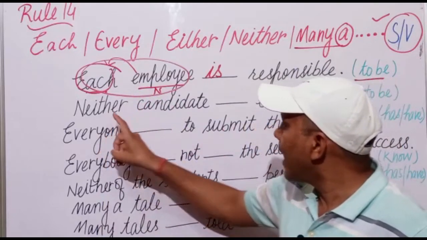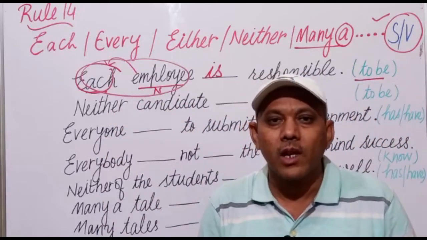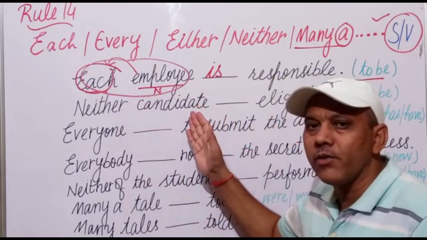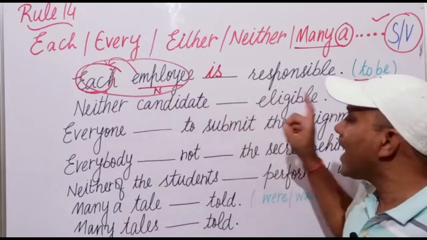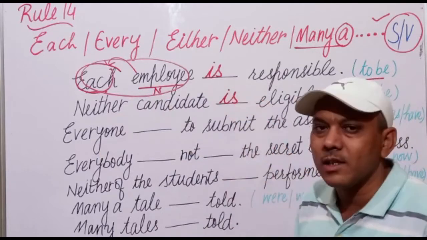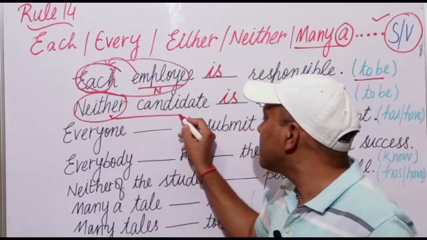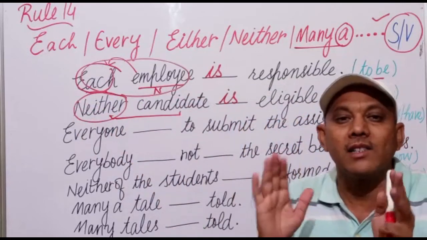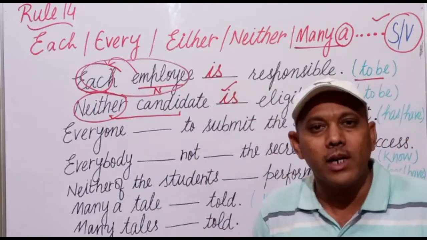Next is neither candidate, which means there are 2 candidates. Both were interviewed, but neither candidate dash eligible. Neither candidate is eligible. This word neither makes this subject, neither candidate, a singular subject. So it will take a singular verb.